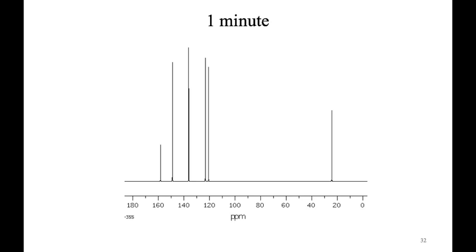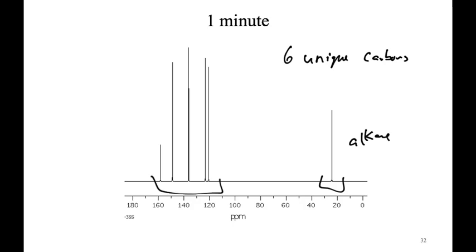What are you looking at now? Carbon NMR. What do we see? 1, 2, 3, 4, 5, 6 unique carbons. One's an alkane. The rest should be aromatic.